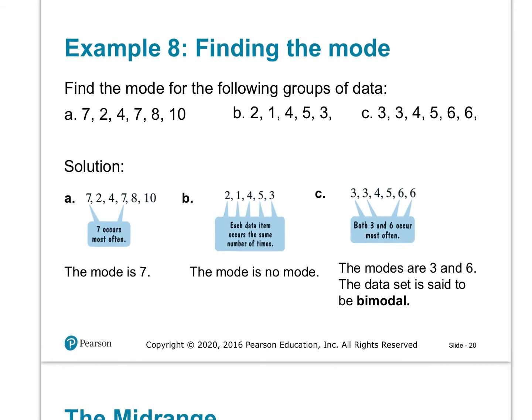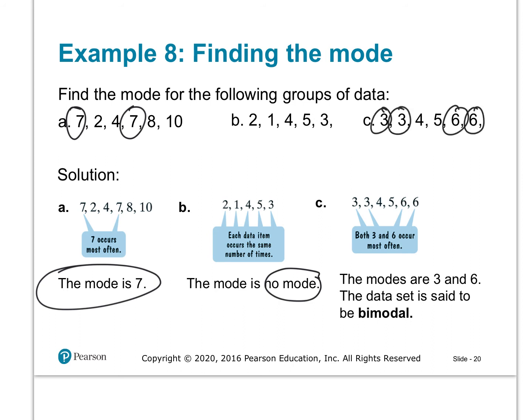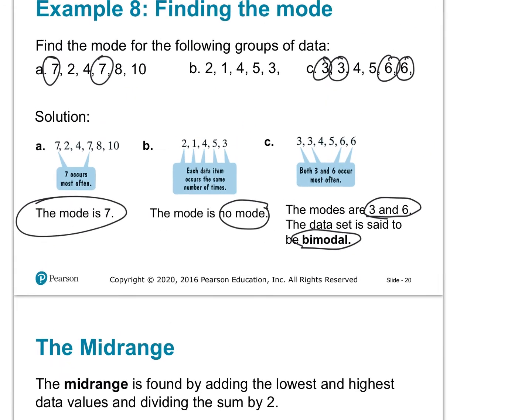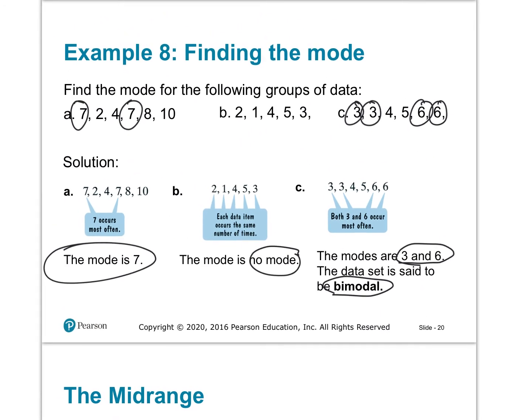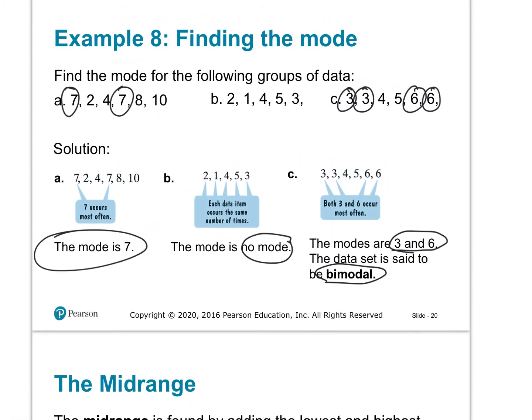All right, so finding the mode. We have 3 examples. You're looking at ones that repeat. We have a 7 that repeats, so our mode is 7. In this one, we have no repeat, so it is no mode. In this one, we have 2 3s and 2 6s. So both 3 and 6 are modes, and it's bimodal. You're just looking for the numbers that repeat in your data set. Whether you have one that repeats or you have none or multiple, those are your examples of your modes.